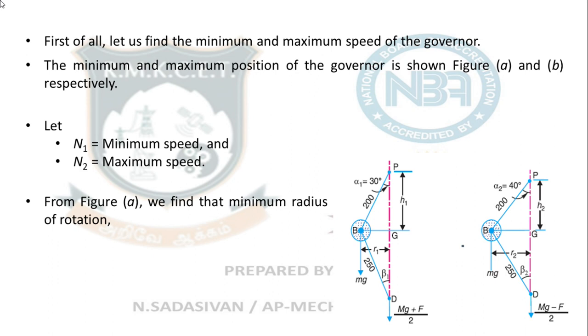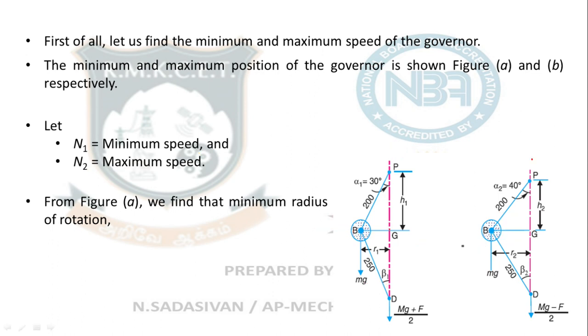Just by looking at the diagram, I can tell the radius is lower and height is higher for the first figure, which means it is at a lower RPM. If I am rotating at a very high speed, my ball will be moving out, and naturally my radius will be large. So just by looking at these two figures, you can tell this value is larger for the second figure. That tells me the first is the lower speed. Therefore N1 is the minimum speed, N2 is the maximum speed. That's how I am deciding minimum and maximum.